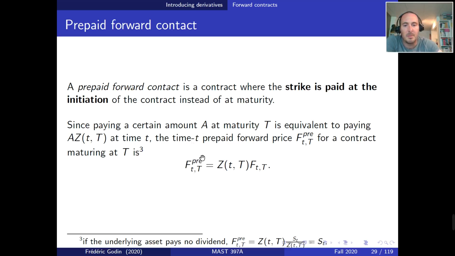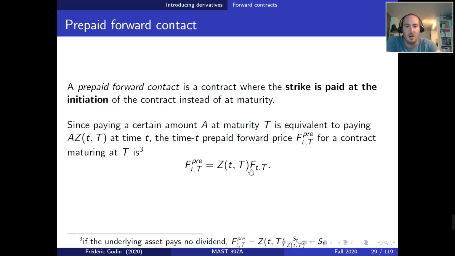So the price of a prepaid forward contract must be equal to the zero coupon bond value times the price of a regular forward contract. Because a regular forward contract entails that the strike price was denoted F small t capital T. Well, if you want to pay that strike price at time small t instead of capital T, then the value you should pay, instead of paying F small t capital T at time capital T, you should pay the same amount times the value of a zero coupon at time small t due to the time value of money.